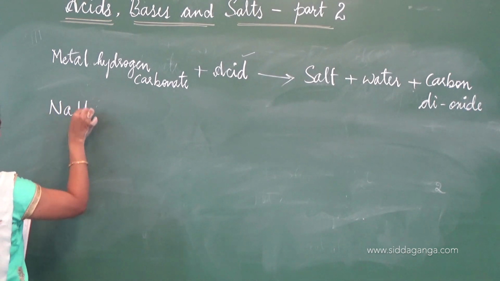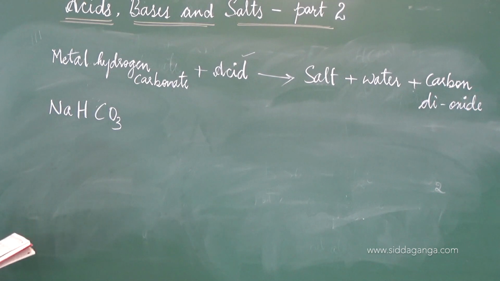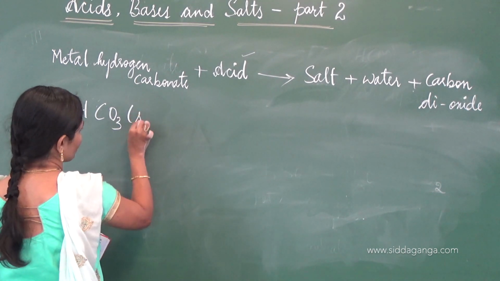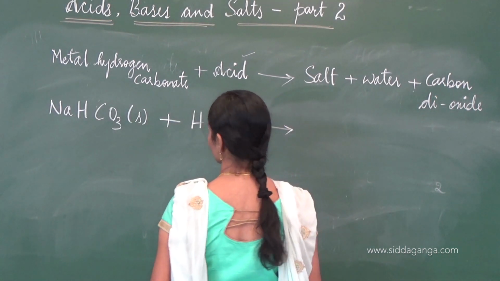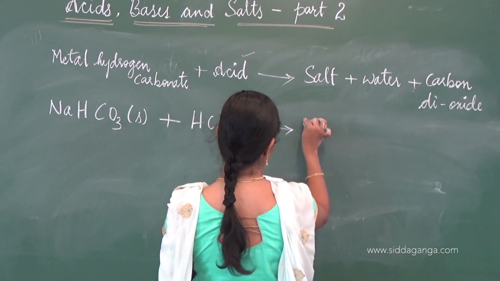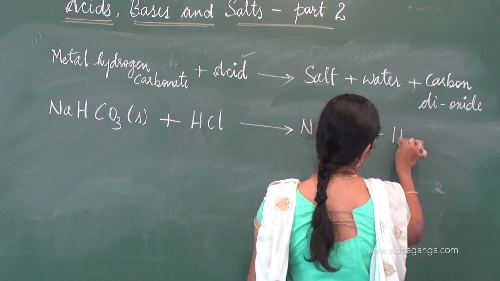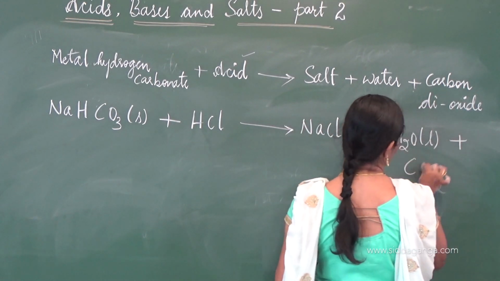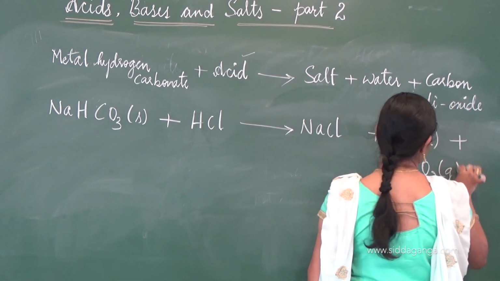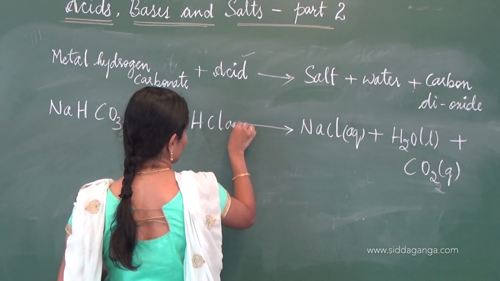We'll start with this: NaHCO3. What is NaHCO3? Sodium bicarbonate, right? Sodium bicarbonate and dilute HCl will give rise to a salt. The salt obtained is NaCl, plus water in its liquid state and carbon dioxide in its gaseous state. This is the aqueous state.